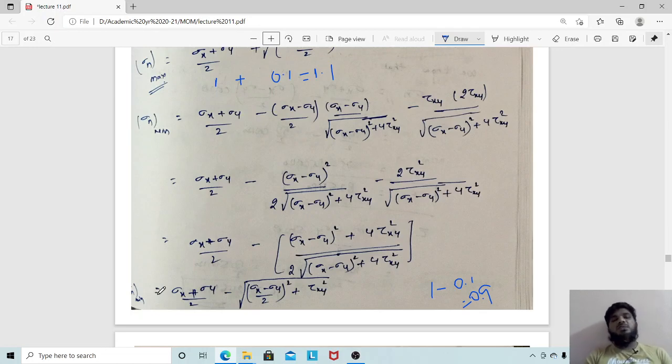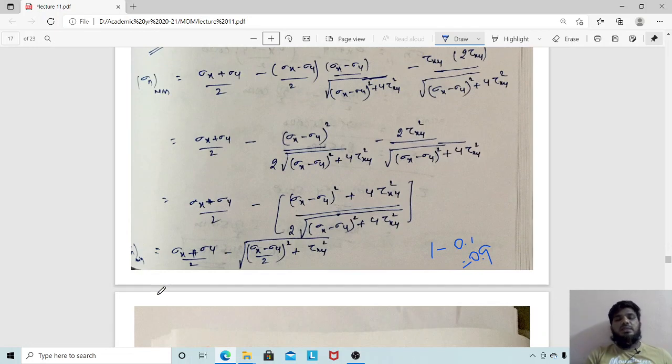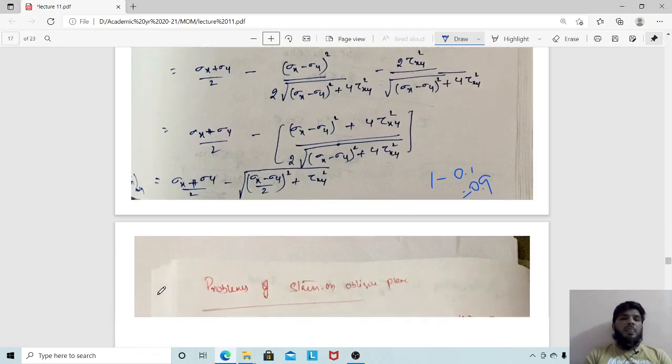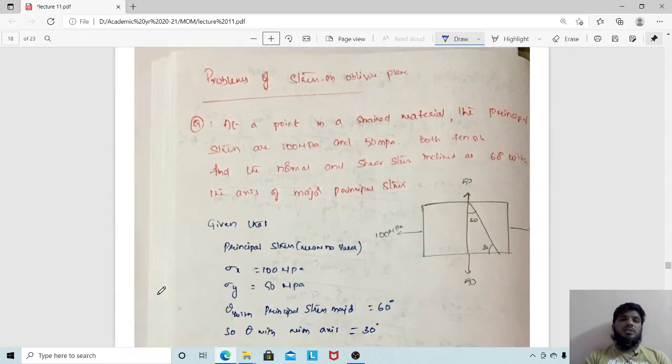There are a few problems in which they directly ask what is the maximum value of principal stress when two direct stresses and one shear stress are acting. So you have to directly use the formula: sigma x plus sigma y by 2 plus under root of sigma x minus sigma y by 2 whole square plus tau xy square. Okay, so let us see a few problems based on the different theories. One is the direct stress, second is two direct stresses, third is pure shear stress, fourth one is one direct stress and one shear stress, fifth one is two direct stresses and one shear stress.